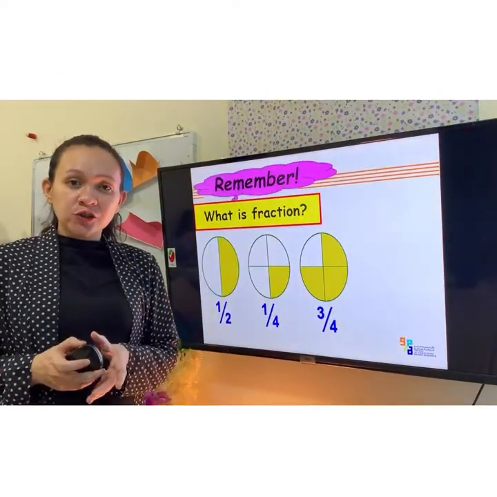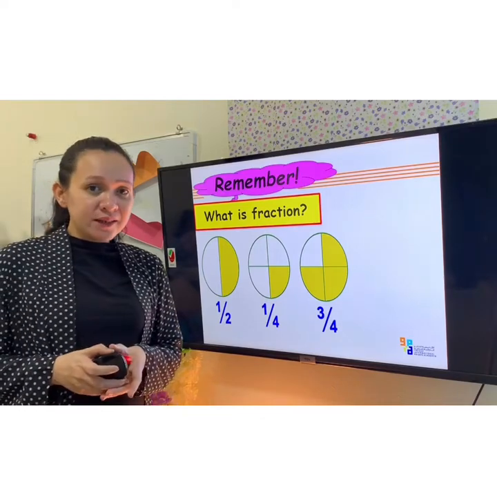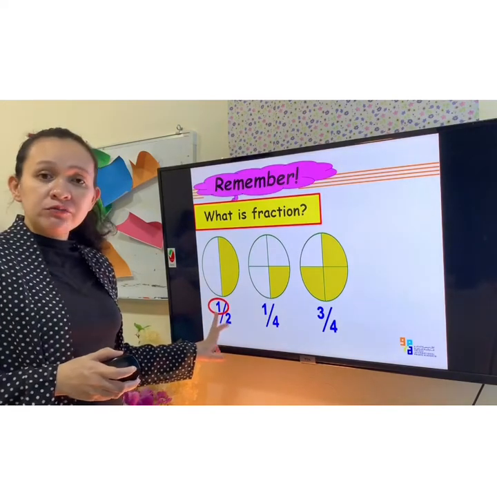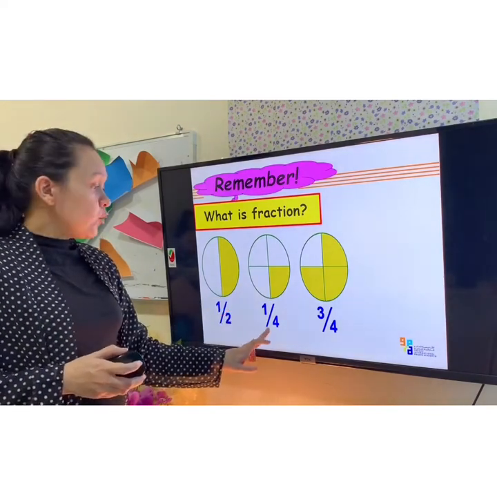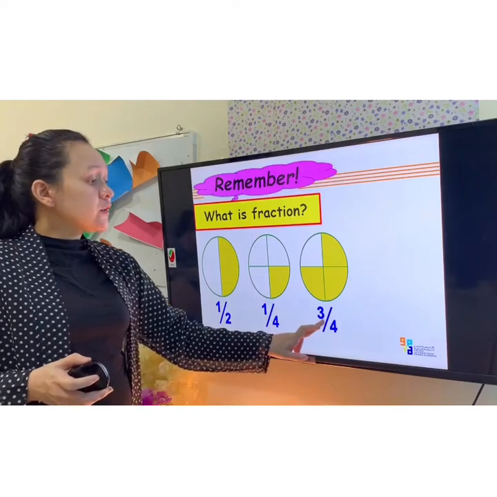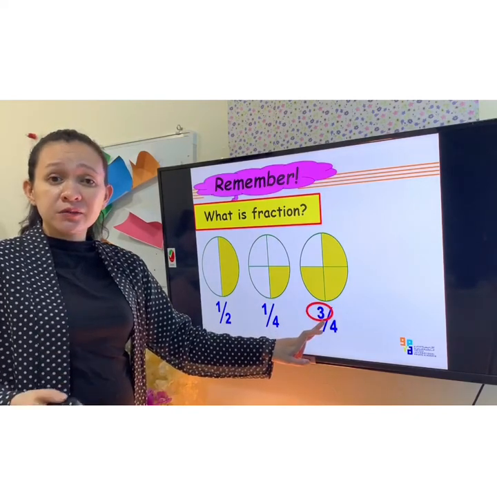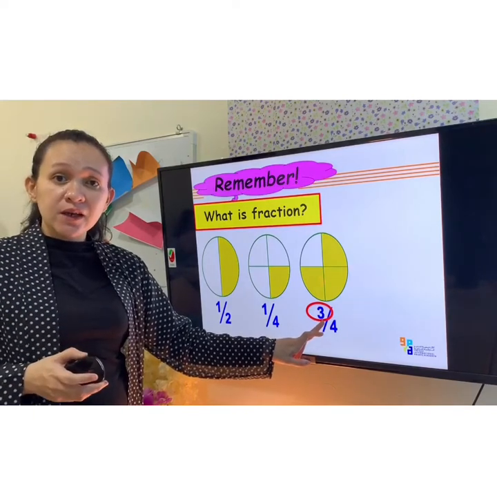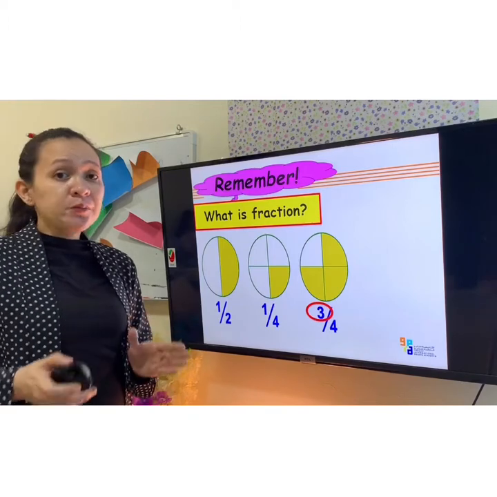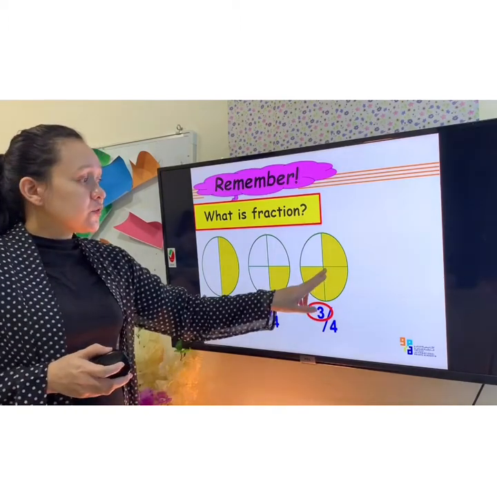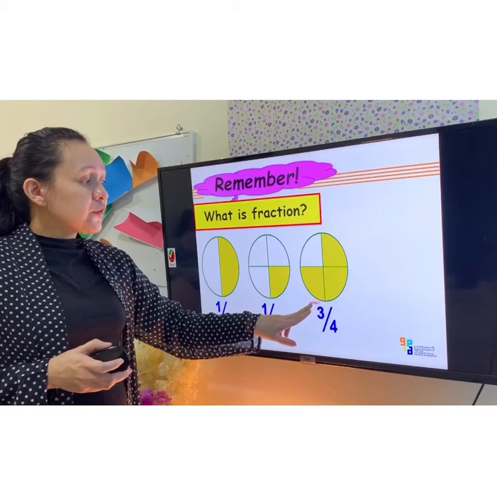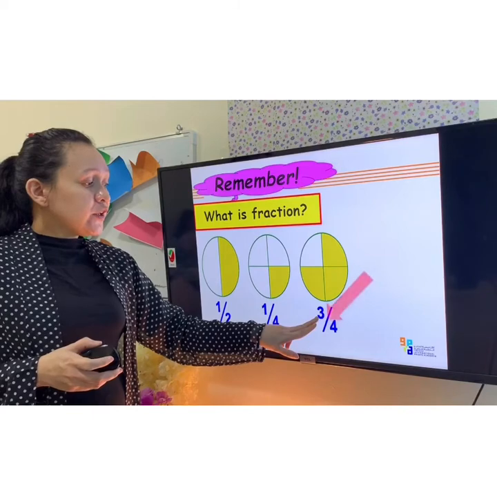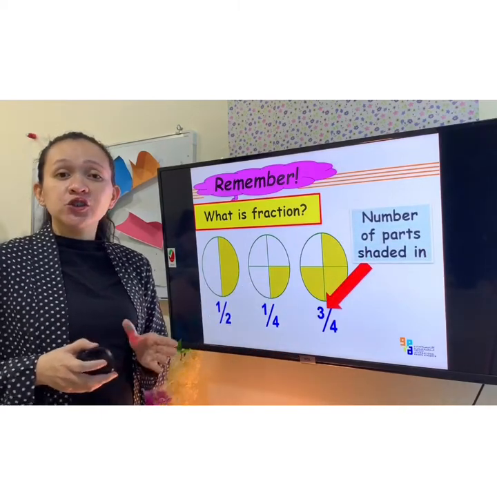Now what is a fraction? Remember numerator and denominator? I have here 3 figures. One here is our numerator. And the second figure, 1 also is the numerator. And the third figure, 3 is the numerator. Remember, the numerator is the number of parts shaded in. We are going to check this figure. How many parts are shaded in? There are 1, 2, 3. So that's why we put here 3. Don't forget, the numerator is the number of parts shaded in.